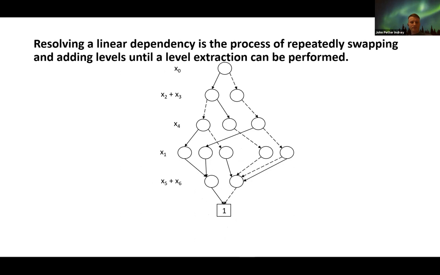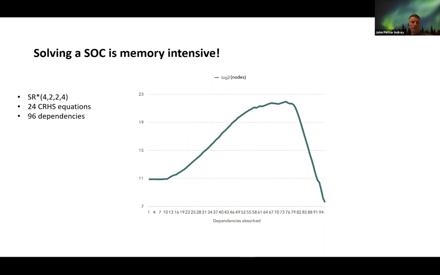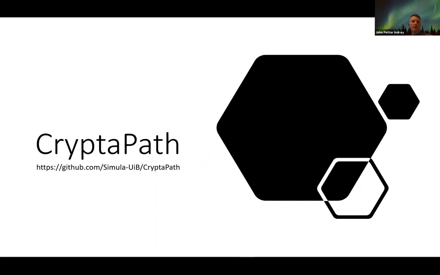We do this for all the compressed right-hand-side equations in the SOC. We join them together and then we restore all the linear dependencies. That means that the resulting solution set for this compressed right-hand-side equation is actually also the solution set for the SOC. The caveat of our approach is that solving a SOC is very memory intensive, and we usually run out of memory when we do this.